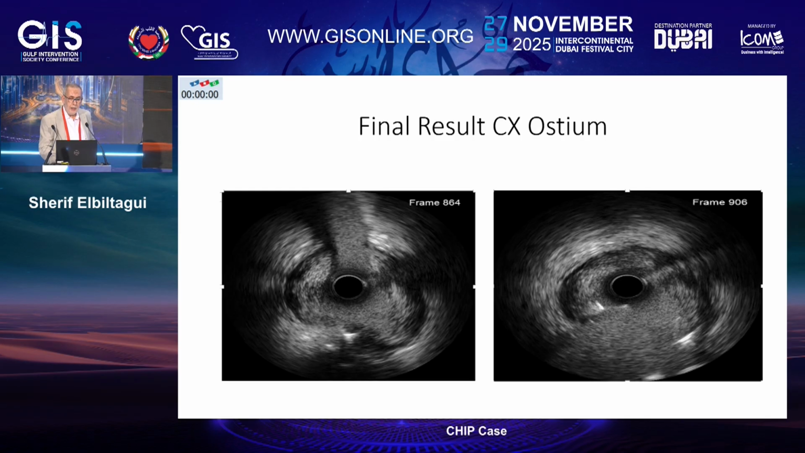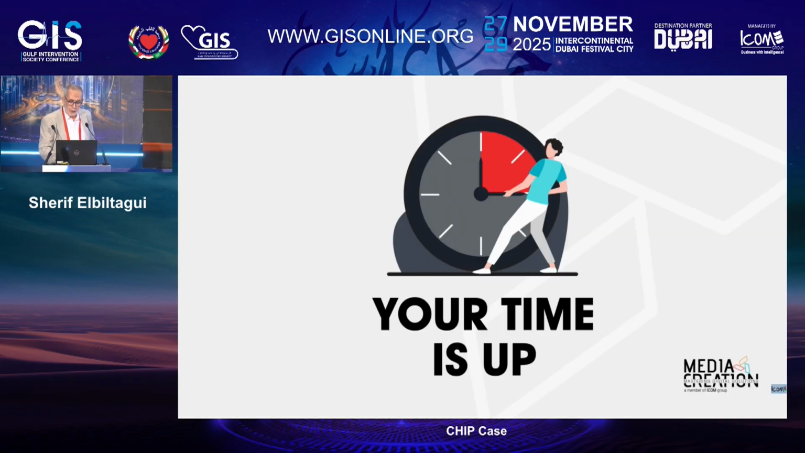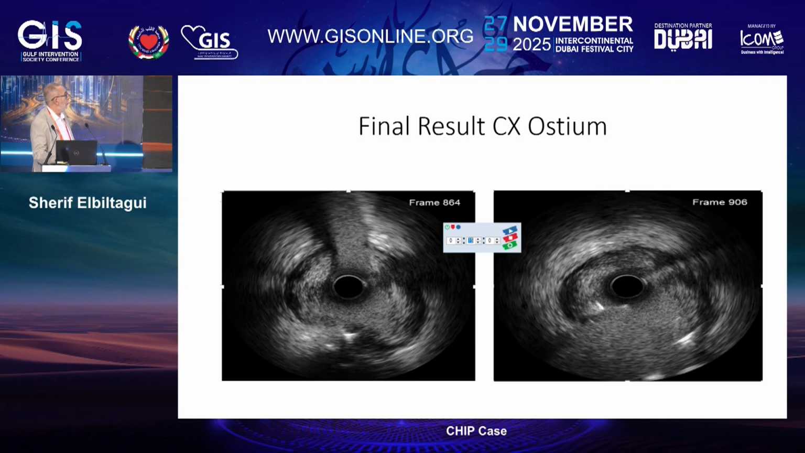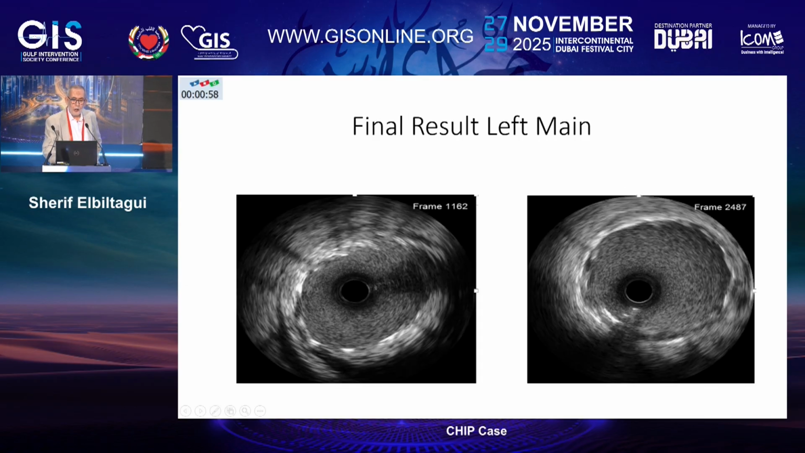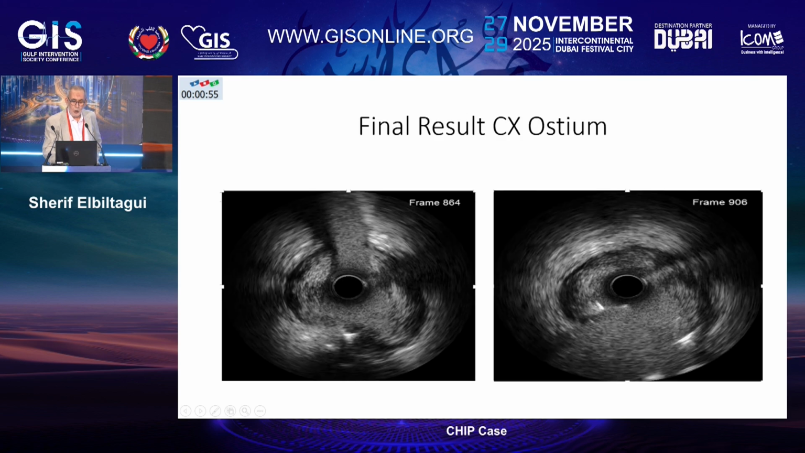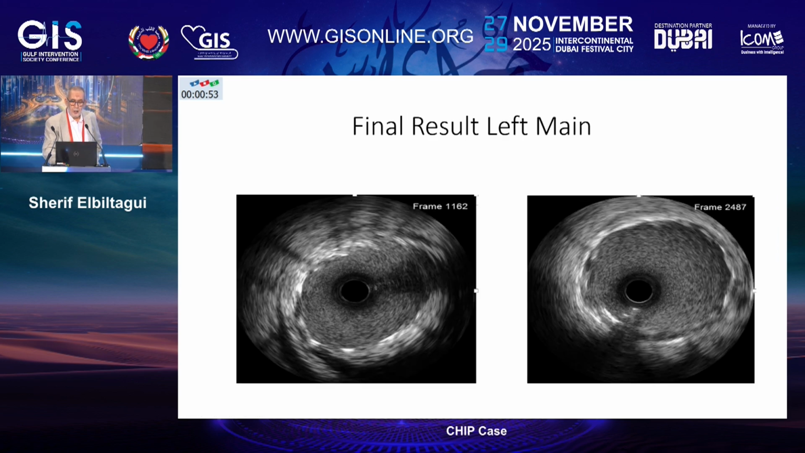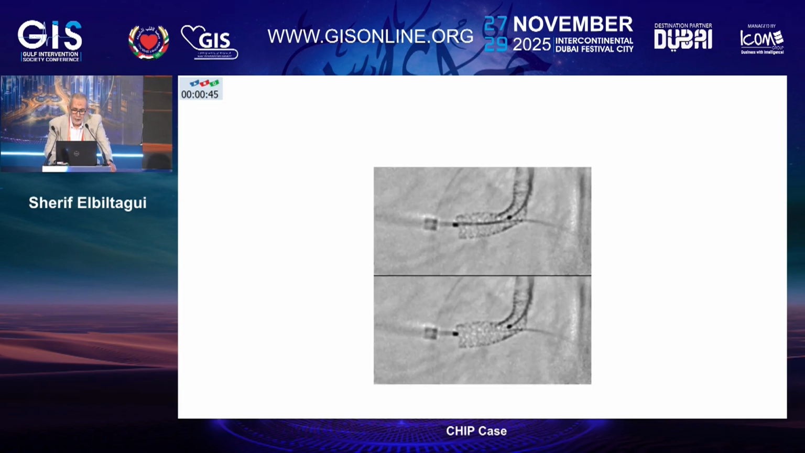Here is the final result with the IVUS. Oh, I'm sorry. Just 1 minute. 2 minutes. No dissection in the CX ostium. Actually, good area. Perfectly apposed and expanded stent, huge stent in the huge left main.